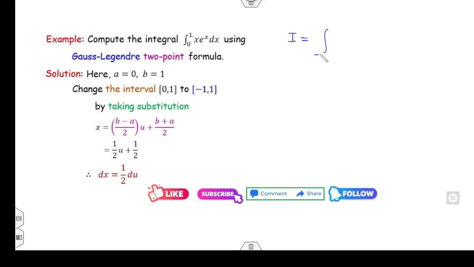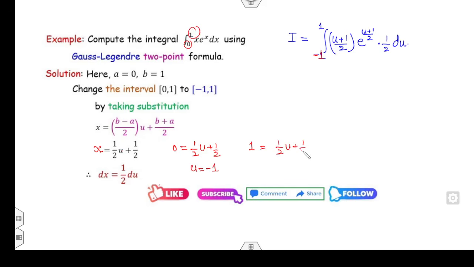Your integration becomes -1 to +1 of x, where x will be (u plus 1) over 2, and e raised to power (u plus 1) over 2, half of du. You can check how the limits become -1. You can see whenever x is 0, can you find the value of u? When x is 0 and if you solve them, u will be -1. And whenever x is 1, then clearly u will be 1. Otherwise, there is no need, you can write it directly as well.